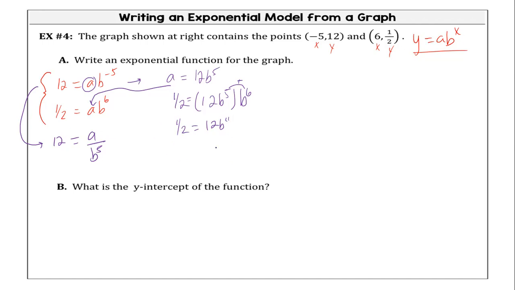Okay, and now our job is to get B by itself. What did I do to get B by itself? Divide by 12. What is 1/2 divided by 12? 1/24.